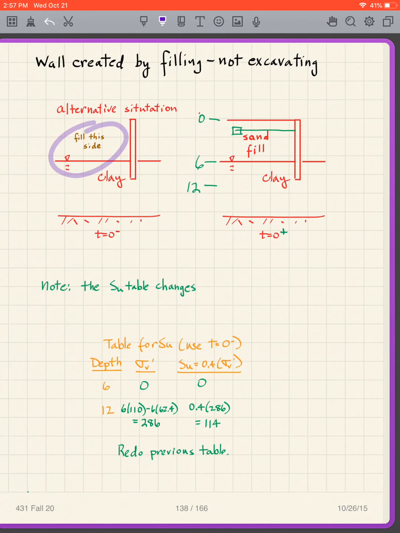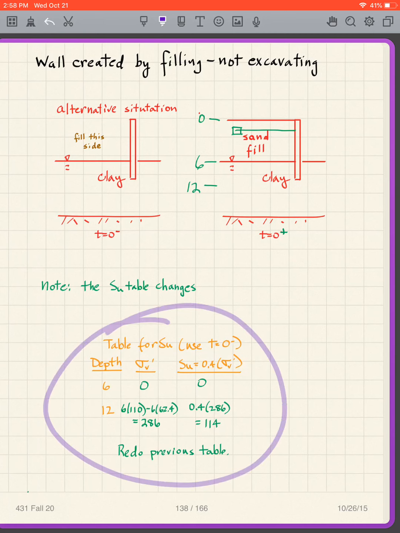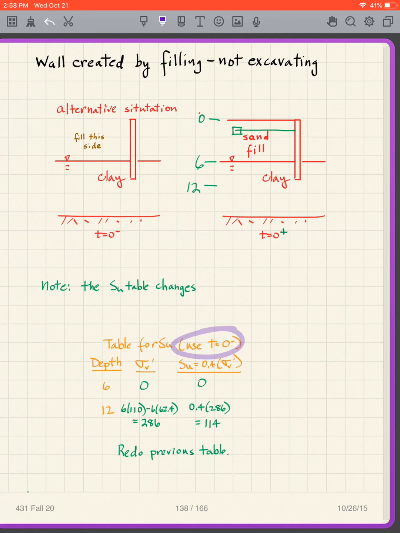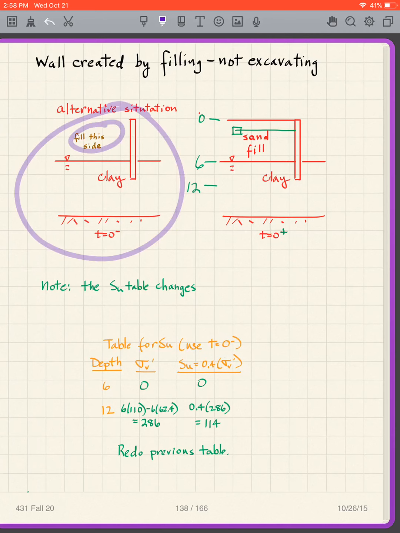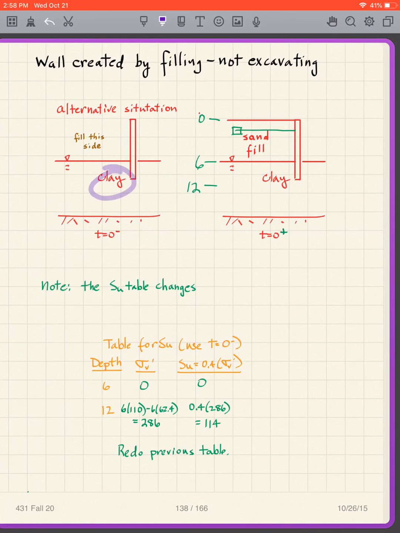And what we're going to find is we're going to get different answers for the stresses on the wall because of the way that we filled it. So this is a complication we did not take into account last semester. And what happens is my table for my SU is now changing because I have to use my t equals 0 minus situation. T equals 0 minus situation this time is like this. There's no sand here. There's nothing there. So that sand has not consolidated that clay and strengthened it. So we have to figure out that this clay is not that strong here because it hasn't been consolidated.